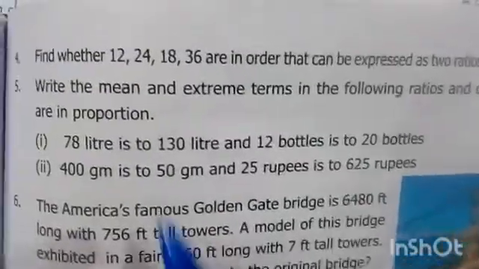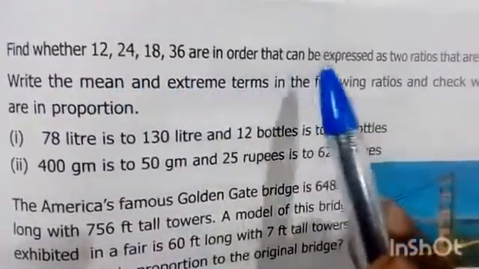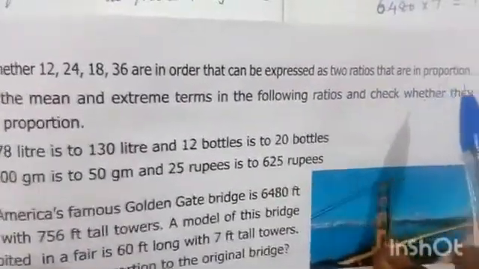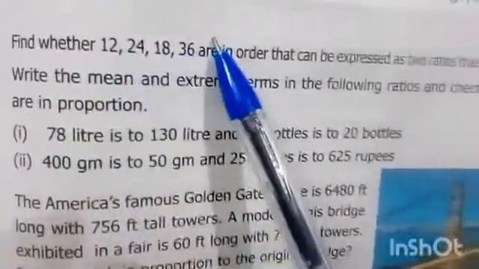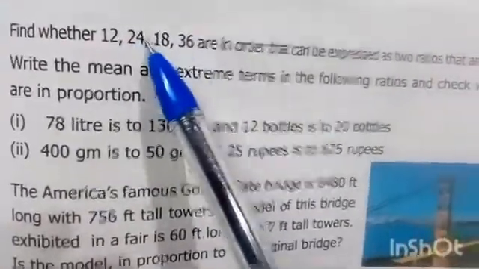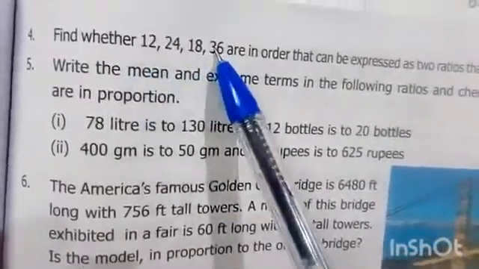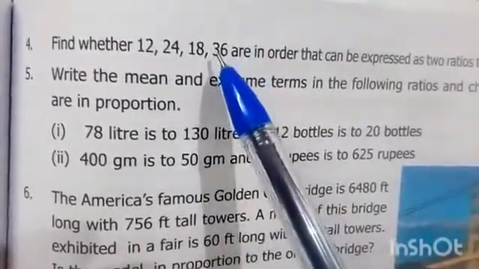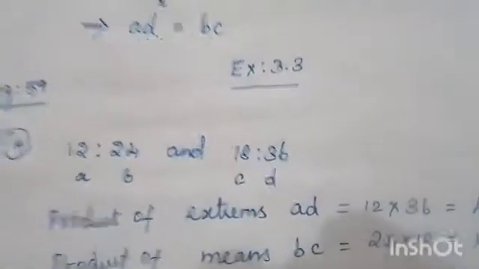Now exercise 3.3, fourth question: find whether 12, 24, 18, 36, in order, can be expressed as two ratios that are in proportion. That is, four numbers are given. According to the numbers, we have to arrange them as ratios, that is, first ratio 12 and 24, second ratio 18 and 36. Then we have to check whether these two are in proportion. For that we apply the proportionality law, that the product of extremes is equal to the product of means. Using the given numbers, you have to frame the ratios.